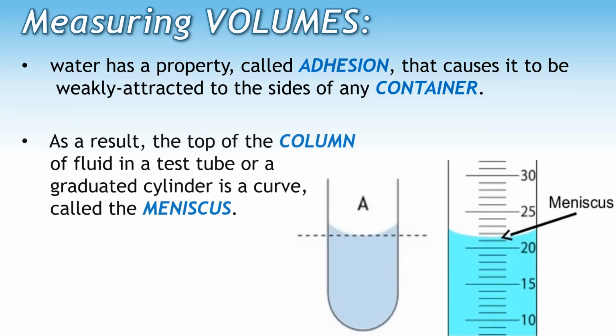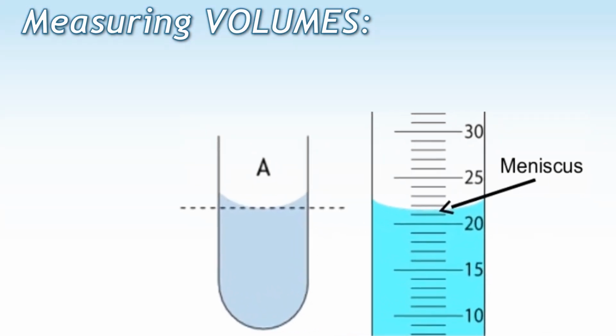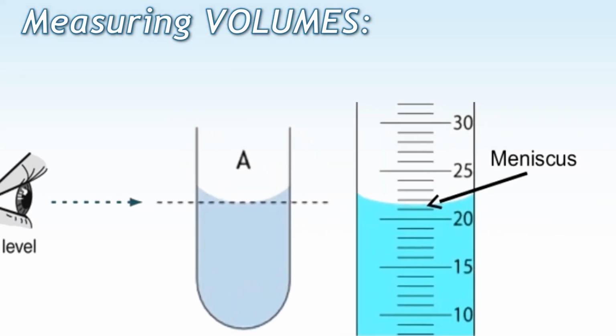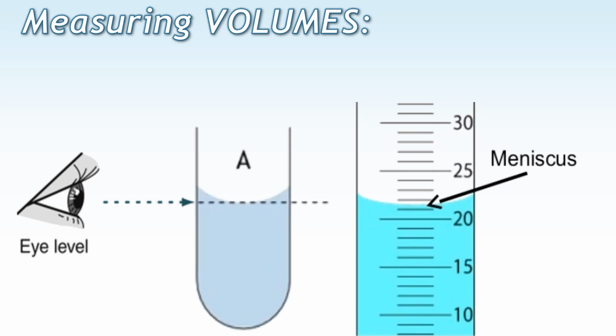Because that is true, the column of fluid, the water in a test tube or graduated cylinder, is not going to lie perfectly flat. It's not going to be a straight line. You're going to get a curve, which is called the meniscus. So, do you read the top of the curve or the bottom of the curve? It turns out the instruments have been rigged in such a way that you're supposed to look at the bottom of the curve. That means you need to get your eye lined up with the bottom of that curve, with the meniscus.